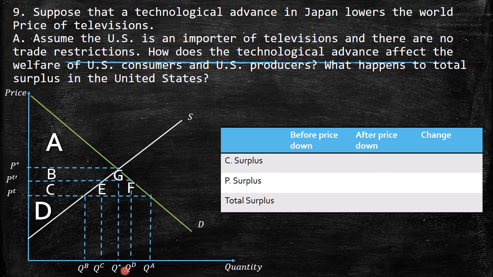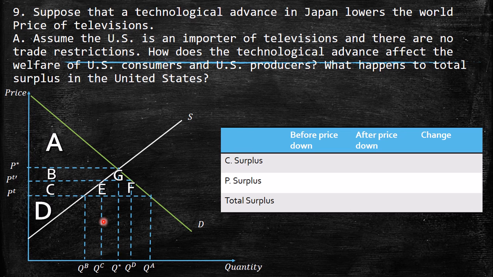And from the other side, we have the consumers. You will see here how they have to pay PT prime instead of P star. So they have kind of a benefit, and you can see that afterwards, the consumer and producer surplus. So this QD, which is the difference that the domestic supply cannot attend the demand. So this difference from QD to QC, they are the imports before the technological advance.